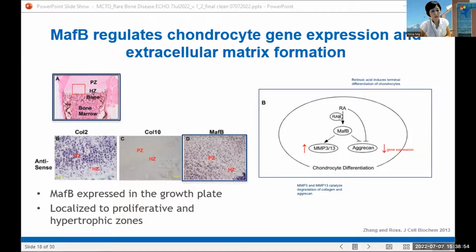And under the stimulus of retinoic acid, which is known to promote terminal differentiation of chondrocytes, this leads to decreased gene expression of aggrecan and increased expression of MMP3 and MMP13, which are known to catalyze the degradation of aggrecan and collagen, leading to a decreased formation of extracellular matrix.